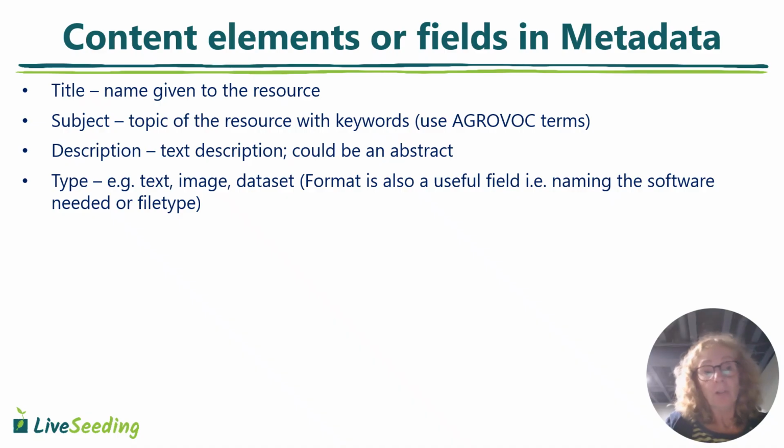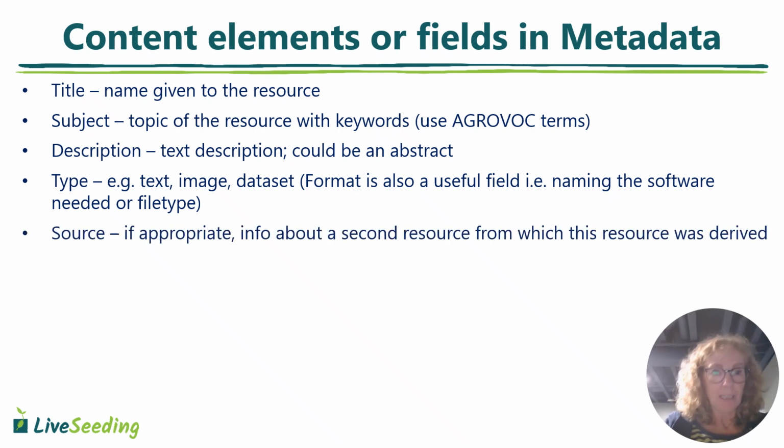Text description, so it could be an abstract or something, and it's likely that an individual would read it, although it might be machine searchable as well. The type of resource: it could be a text resource, although mostly in this module we're talking about data sets, but it could be images, it could be data sets. Sometimes format is also included in these content element lists, where you might name the actual software needed.